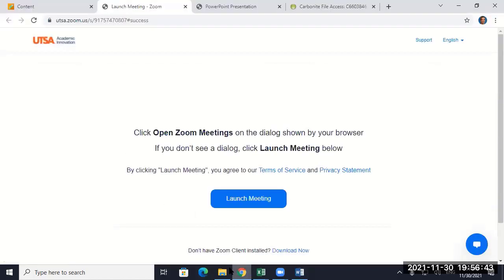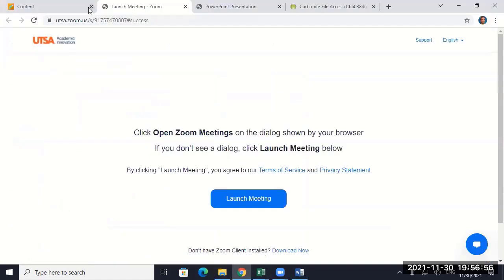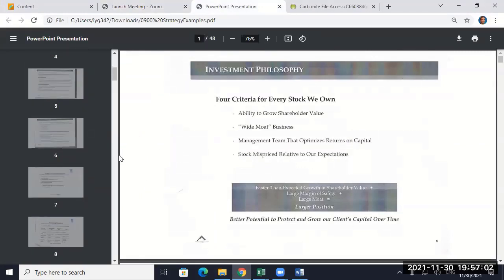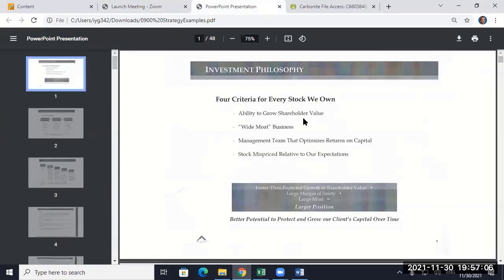So last class we talked portfolio management. I can't remember if I saved my files for that, but what I want to do is show you some examples. How do I get rid of that thing? Won't let me. Okay. All right.